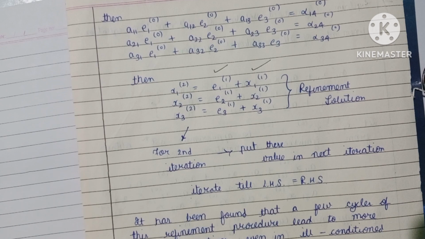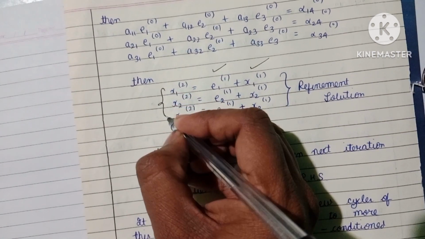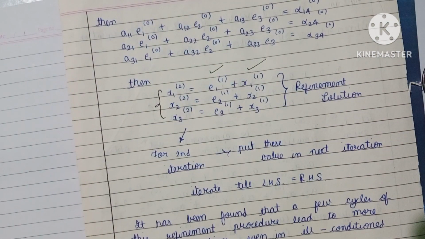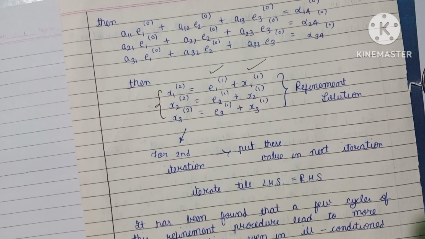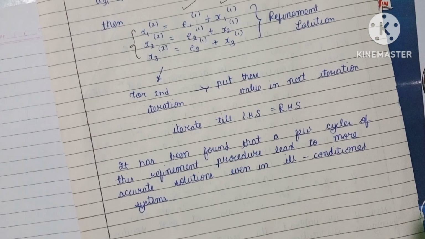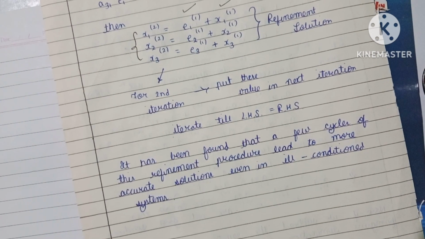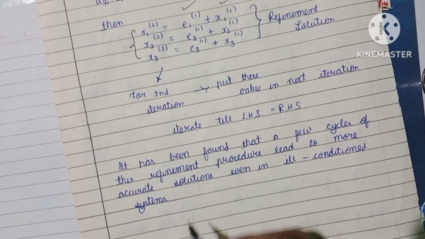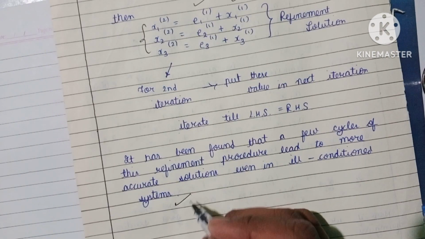For the second iteration, we just put these three values and we will get the next iteration values, and we will iterate till LHS equals RHS, which means we are minimizing the error. It has been found that a few cycles of this refinement procedure lead to more accurate results even in an ill conditioned system. That's why we use the refinement of ill condition equation.